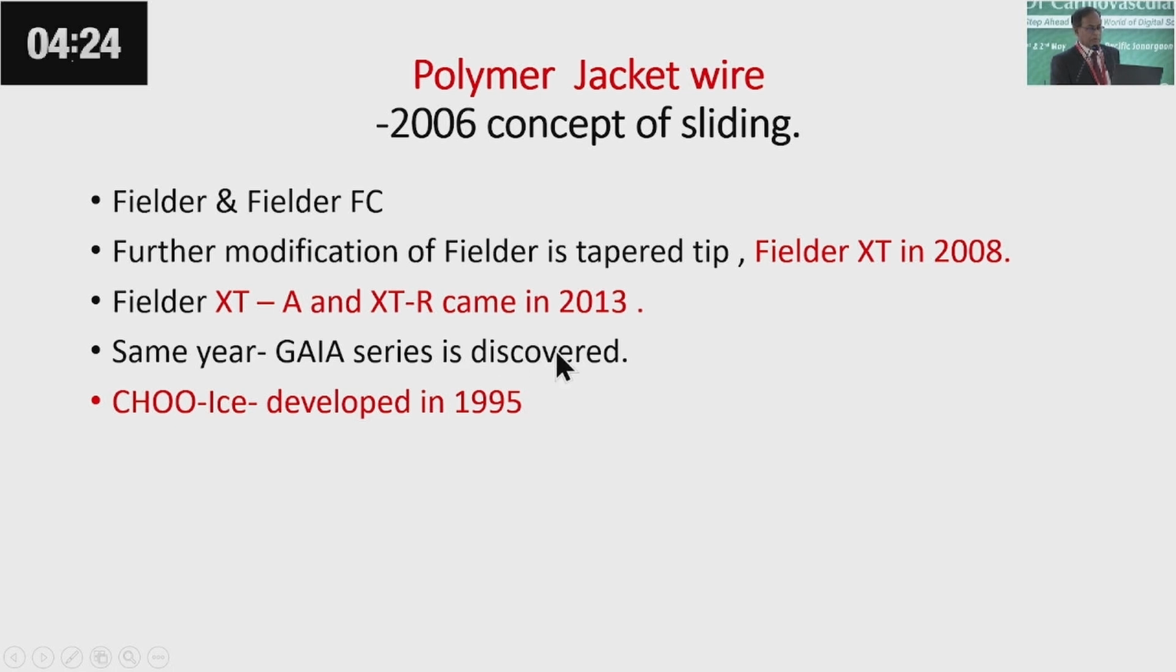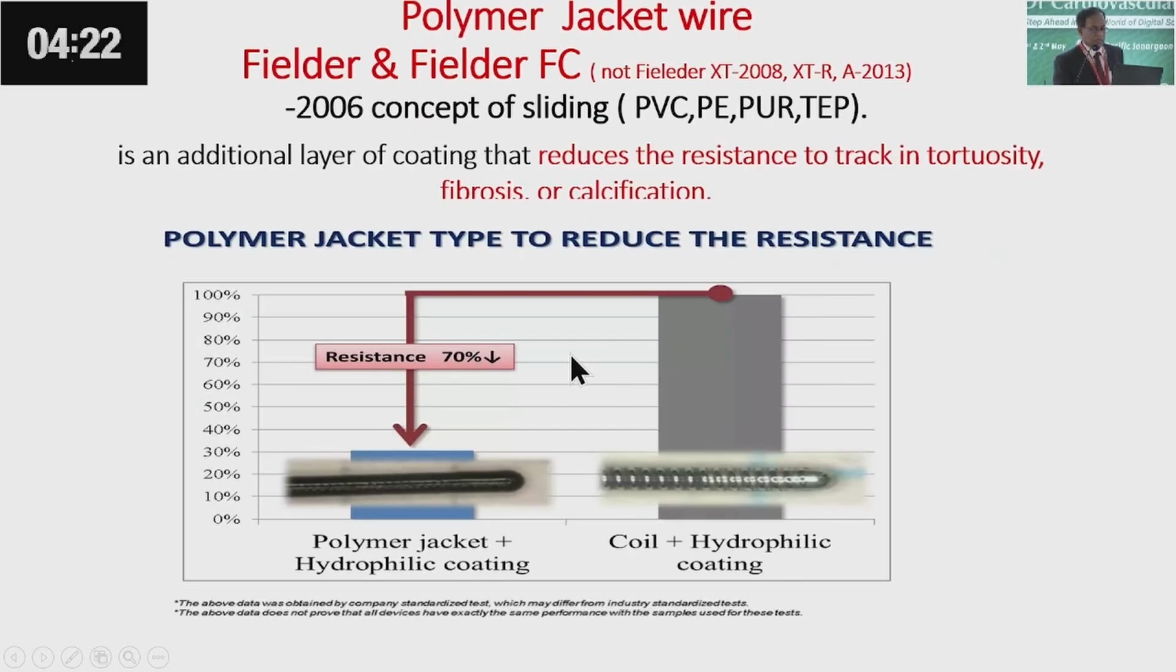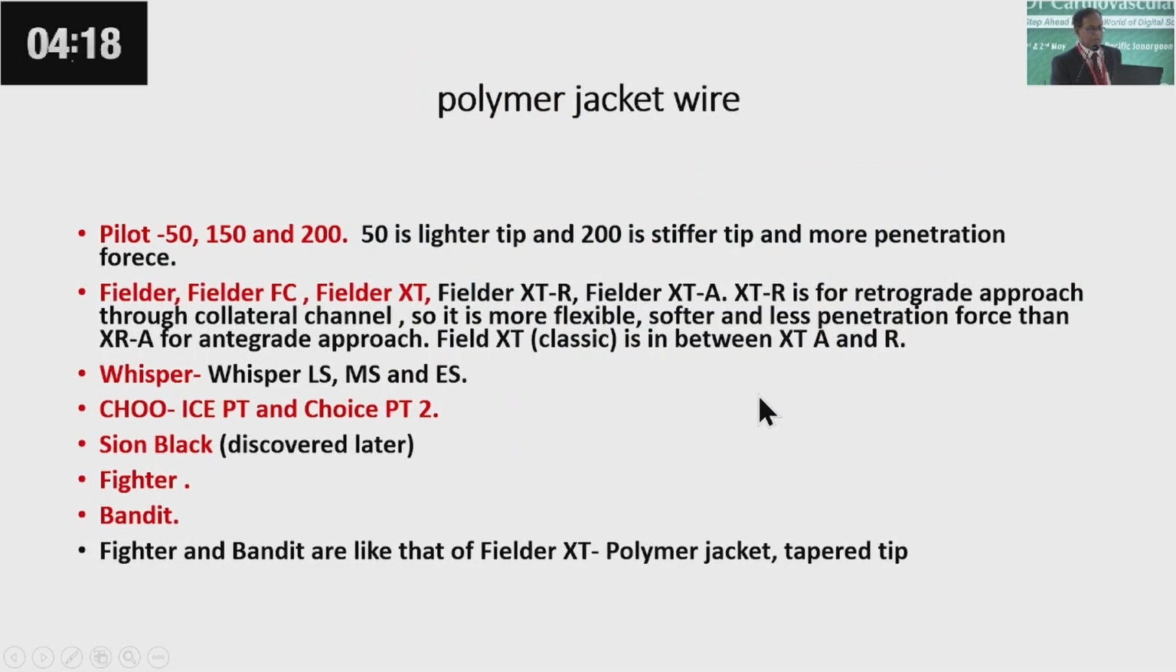And Gaia came the same year, 10 years. So this is the sliding concept: polymer jacket wires with the concept of slide. These are the FC polymer jacket wires: Pilot, Fielder, Whisper, and XT, Choice PT, Sion Black, Fighter, and Bandit.